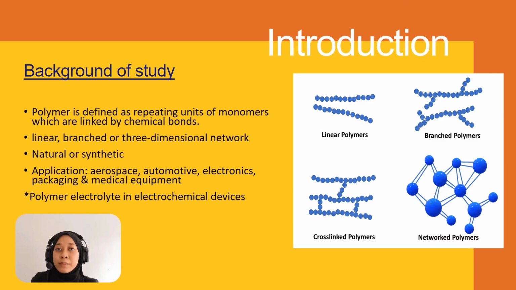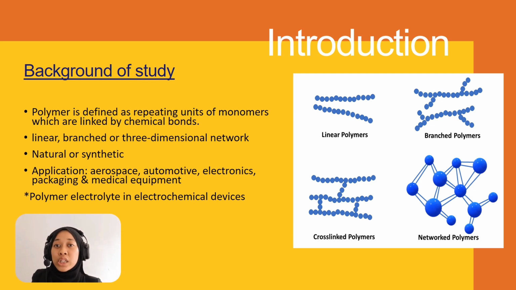Polymer is defined as repeating units of monomers which are linked by chemical bonds. It forms in linear, branch or three-dimensional network through the polymerization process. There are two main types of polymer, including natural and synthetic polymer. Natural polymer exists in nature and can be extracted from a biological process, meanwhile synthetic polymer is commonly made in a laboratory through a chemical process. Polymers are used in a variety of industries, including aerospace, automotive, electronics, packaging, and medical equipment.